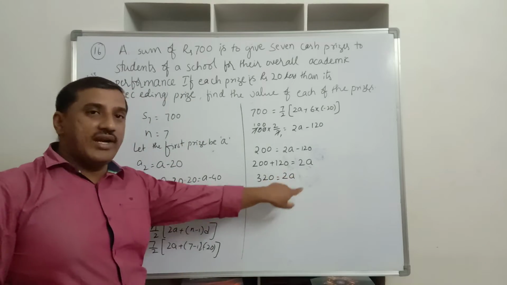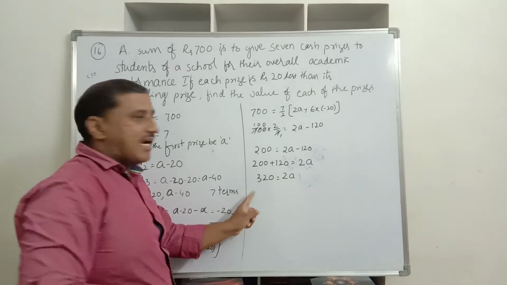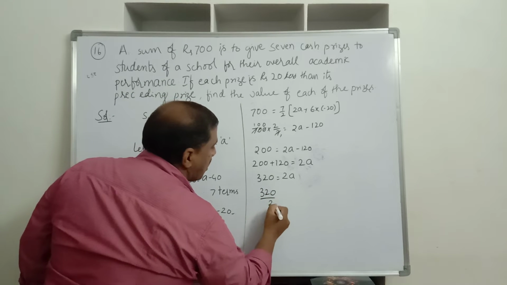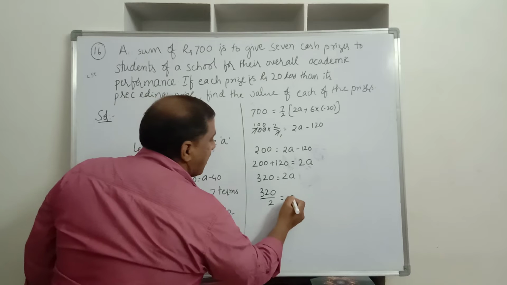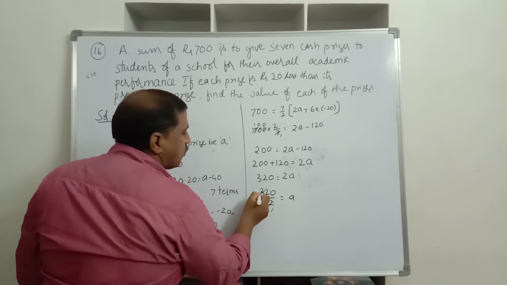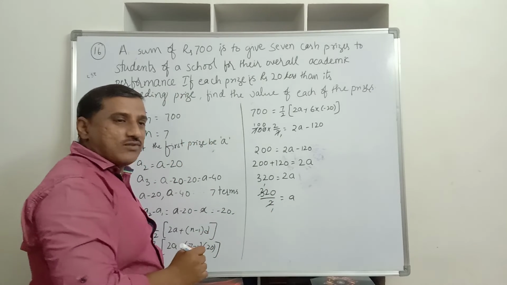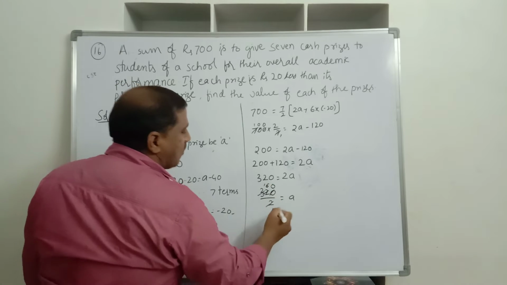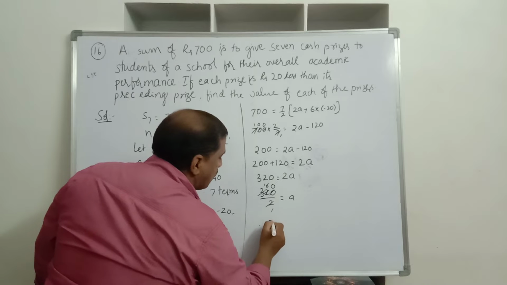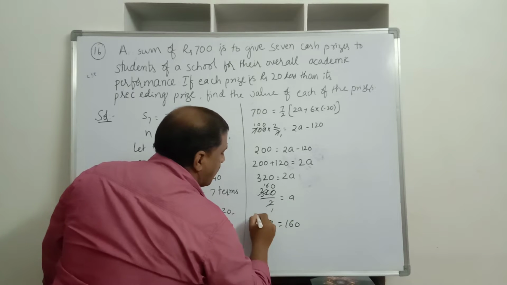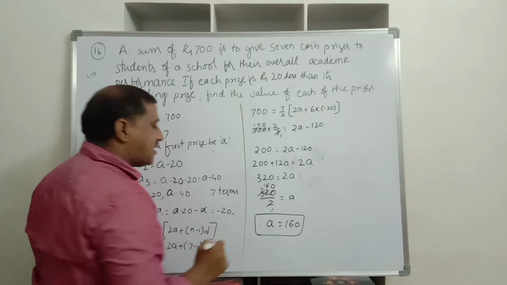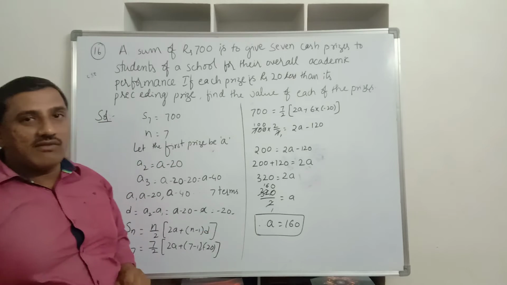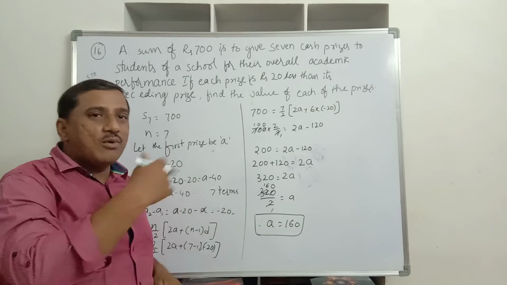2a means 2 into a. Transpose 2 to this side, then it divides. 320 by 2 is equal to A. Two threes are 6, 3 minus 2 is 1, bring down 2, 2 sixes are 12, 2 zeros are 0. Therefore, A is equal to 160. What is A which we have taken here? It is the first price. So the first price will be 160 rupees.